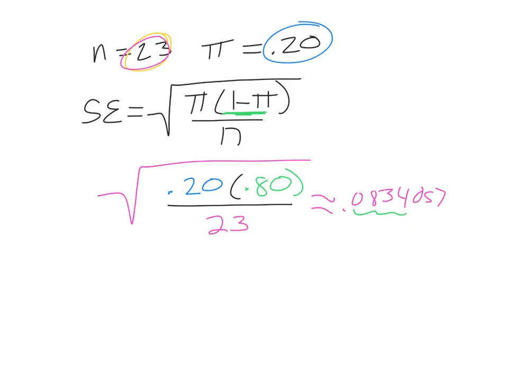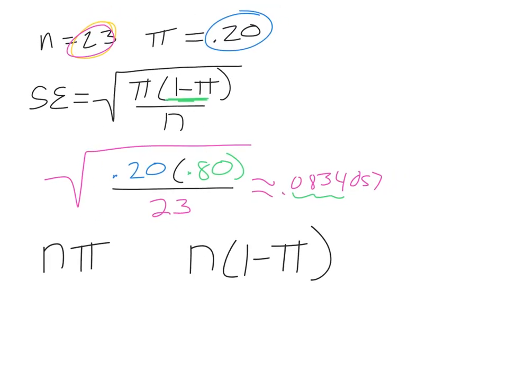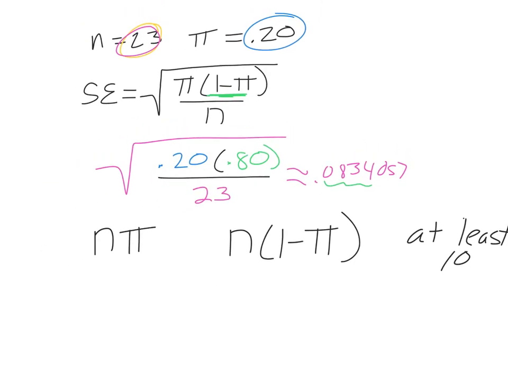Then the second part of the question asks you whether or not you can assume that they're normal. And the way that you have to do that is you need to multiply n times pi, and then you need to multiply n times 1 minus pi, and they both need to be at least 10. So I'm going to do that now.